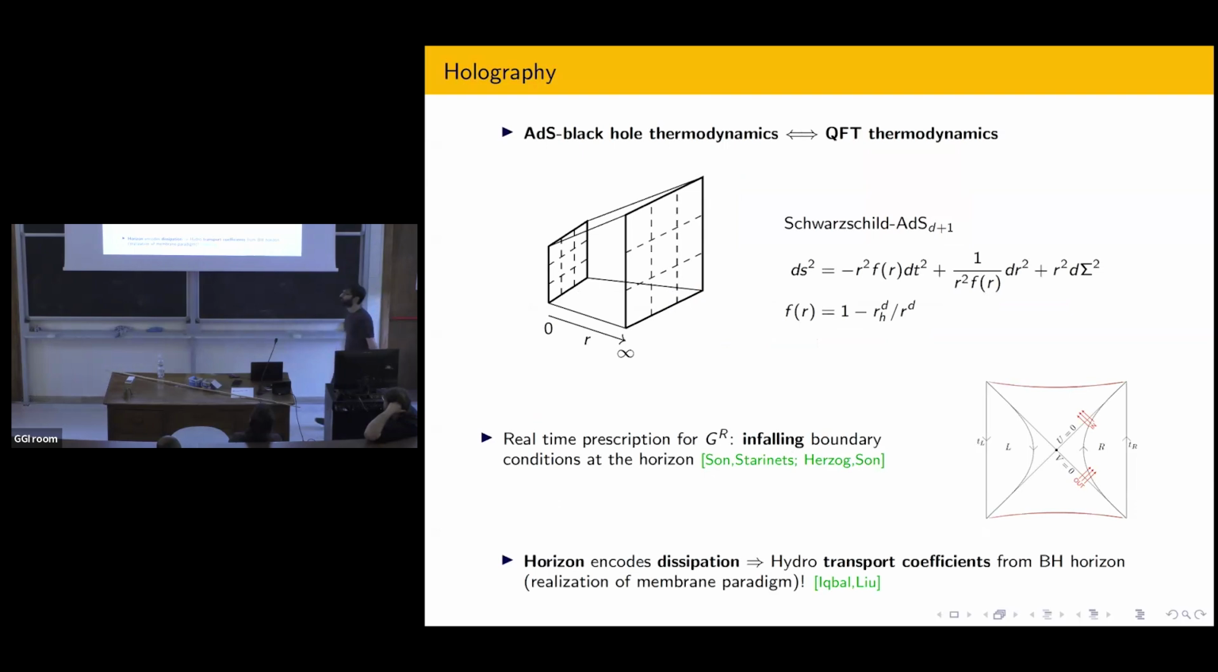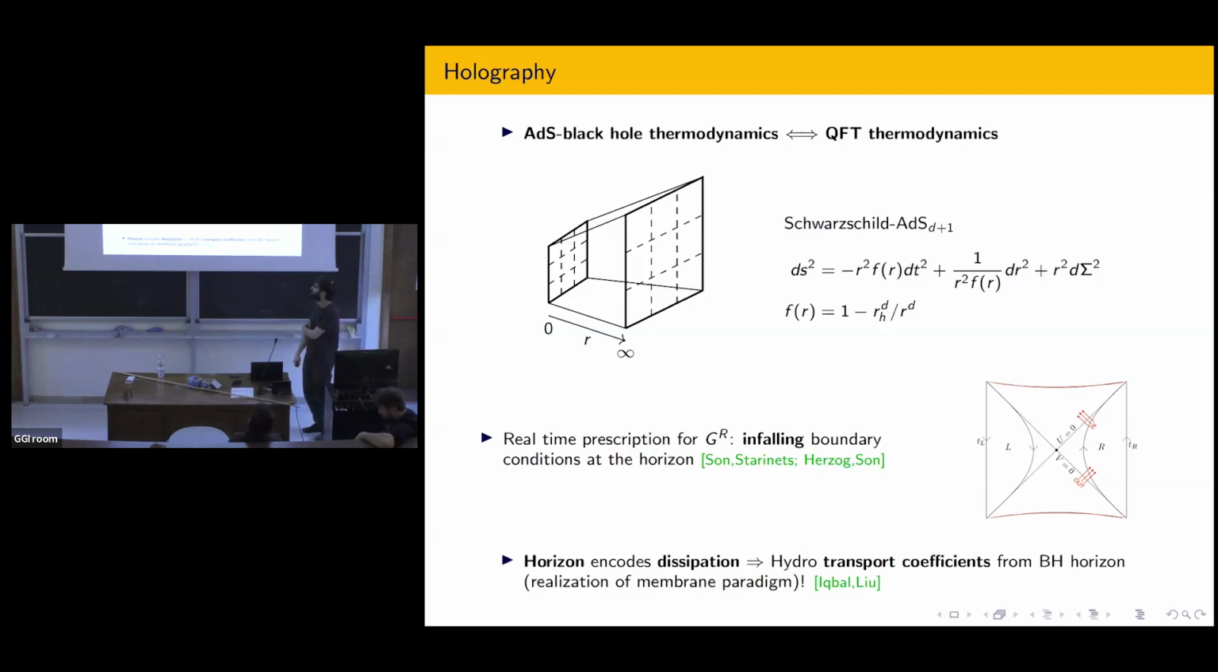So another feature of holography is that the AdS black hole thermodynamics are dual to the quantum field theory thermodynamics. For example, the temperature of a black hole that we have in AdS is dual to the temperature of the quantum field theory. The simplest example of that is to have a Schwarzschild AdS black hole, which is shown here. And this is what we will mostly use later on as well.